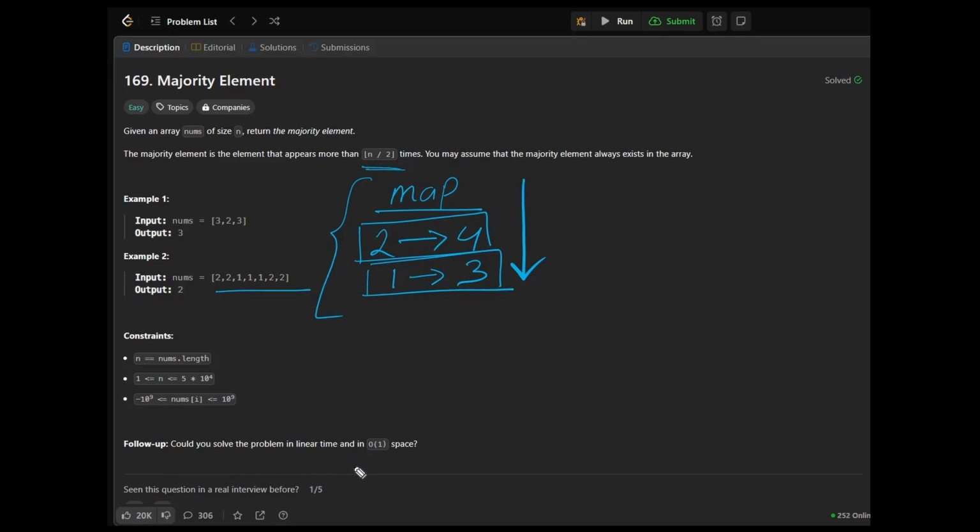Can we solve it better? Yes, we can solve it better. We can solve this problem without using any extra space and a time complexity of O of n. Let's see how we can do that.